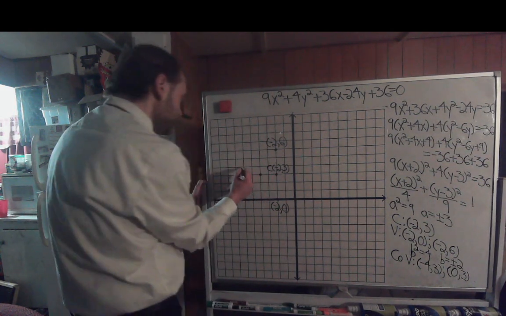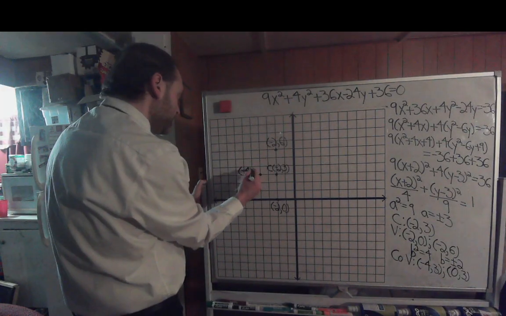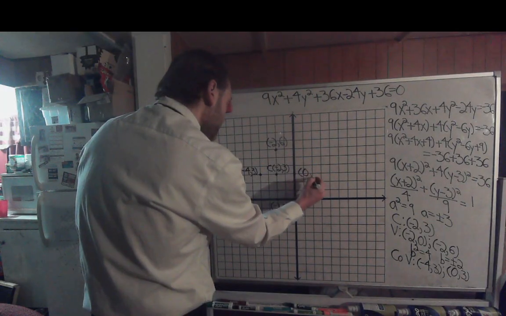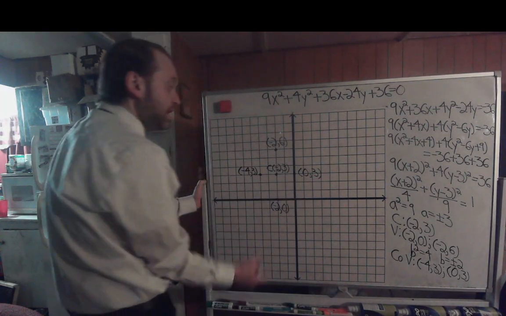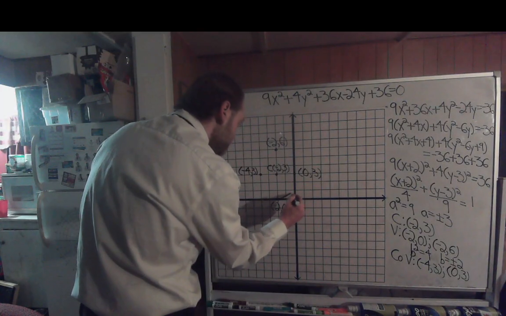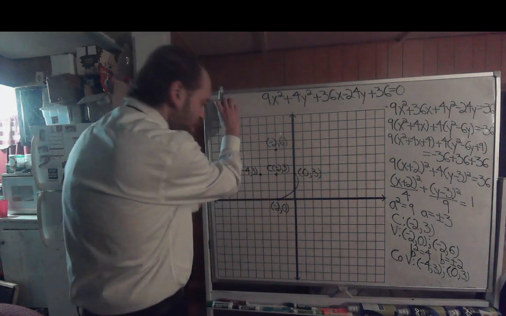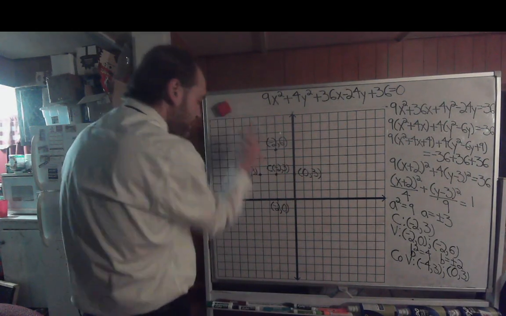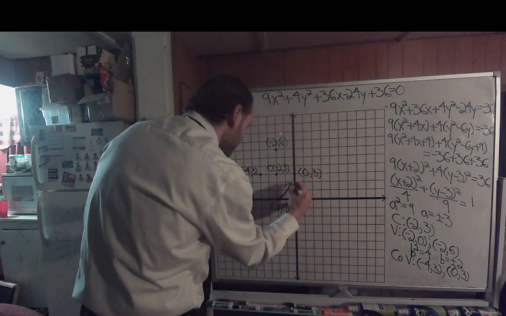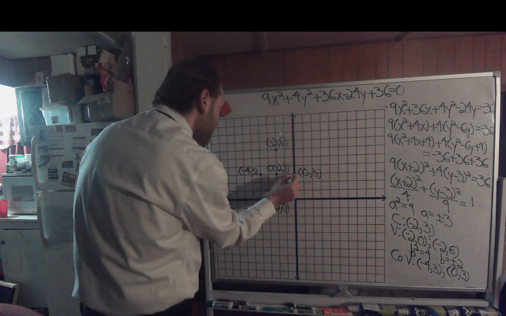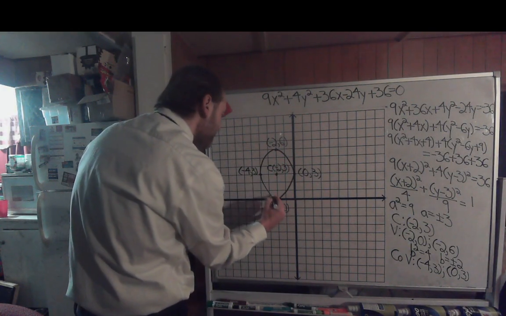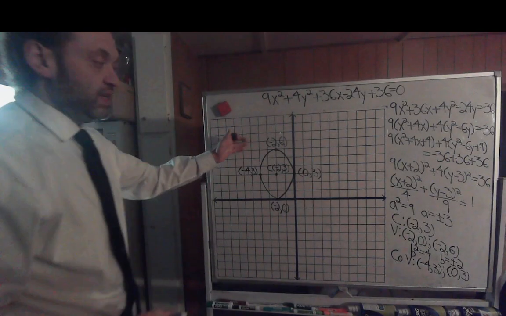So here is -4, 3. And then you have 0, 3 right here for the other co-vertex. Now we have enough to graph this ellipse. Didn't quite want to bring the hook over that way. That's too far out. So there's the shape of the ellipse.